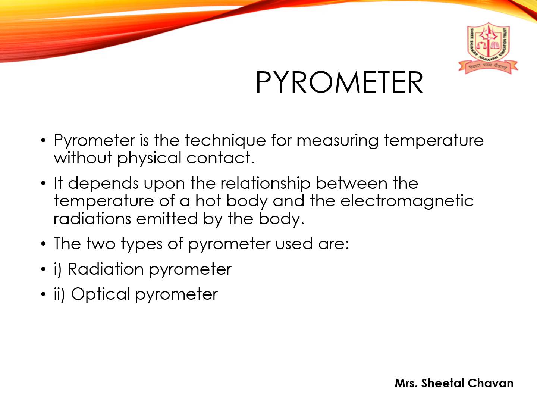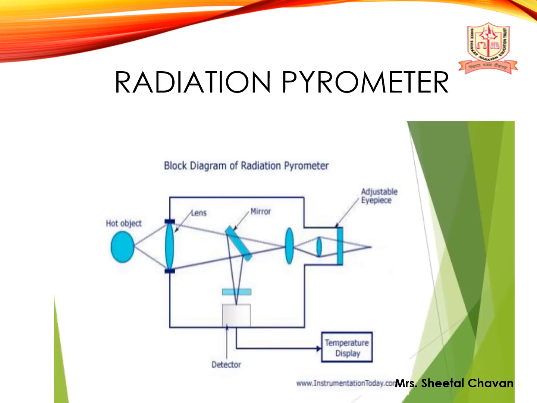The next point is the pyrometer. A pyrometer is a technique for measuring temperature without physical contact. It depends upon the relationship between the temperature of a hot body and the electromagnetic radiation emitted by the body. Two types of pyrometer are used: radiation pyrometer and optical pyrometer.